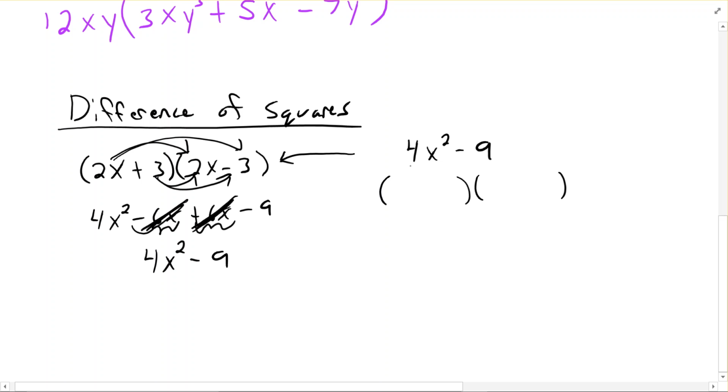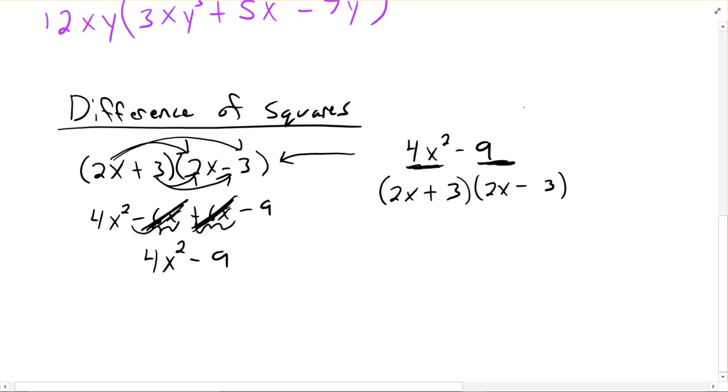Now what's going to happen is you just need to take the square root of 4 and x squared. So that would be 2 and x. And then take the square root of the second one. So 9, that's going to be 3, right? Whenever you have something like this where you've got two perfect squares, it's always going to look like this. And then on this side, you're also going to have 2x and a 3. And then the handy little trick here is it's always just going to be a positive and a negative. And then you're done.